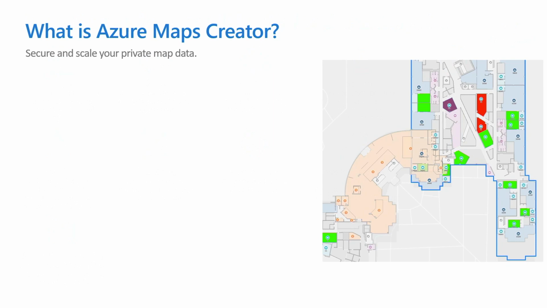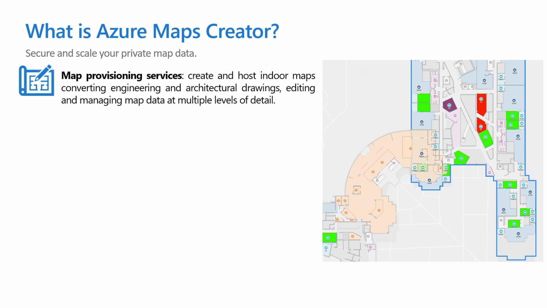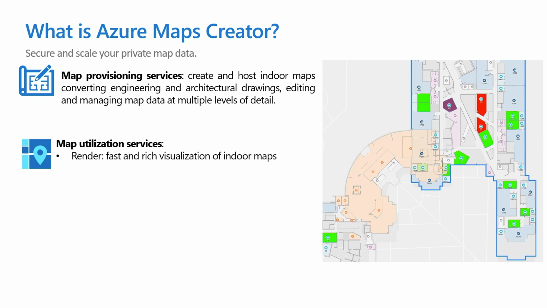This service provides the capability to secure and scale your private indoor map data. Through map provision services, you can create, host, edit, and modify what you need from your CAD files, which are provided by your engineering or architectural team, to host it in Azure Maps. We also have the map utilization service. This service provides you the rendering and rich visualization of the indoor maps that you have.